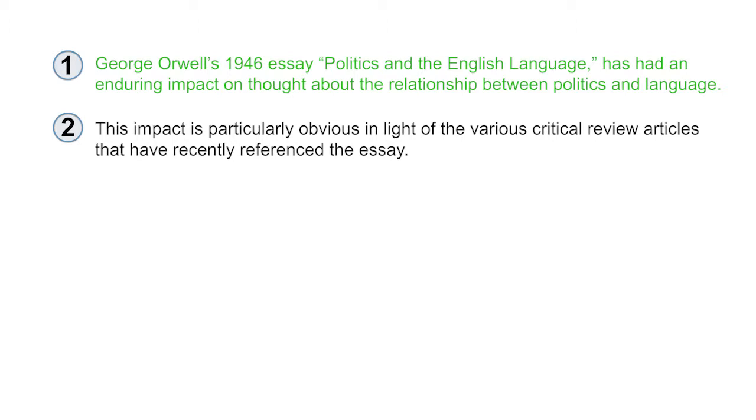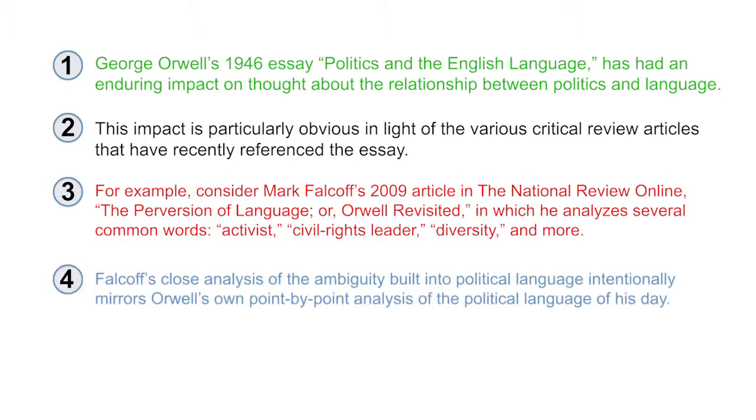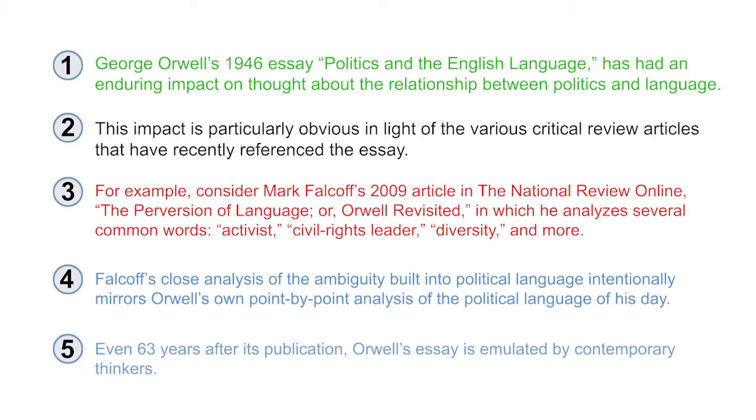It reads, this impact is particularly obvious in light of the various critical review articles that have recently referenced the essay. The sentence in red shows how Orwell's influence surfaces today in specific words used like activist, civil rights leader, or diversity. The next sentence in blue analyzes how this article reflects Orwell by mirroring his point-by-point analysis. And the last sentence in blue shows how writers still emulate Orwell 63 years later, proving the claim of enduring impact posed in the first topic sentence.